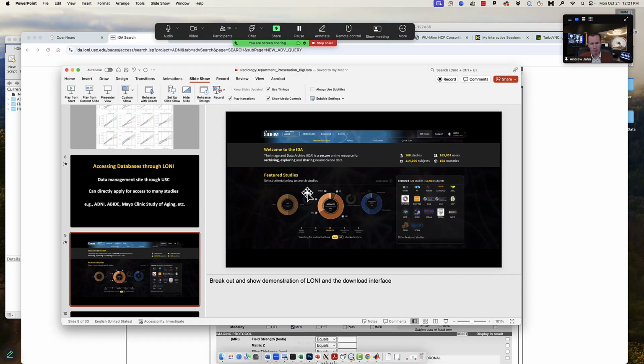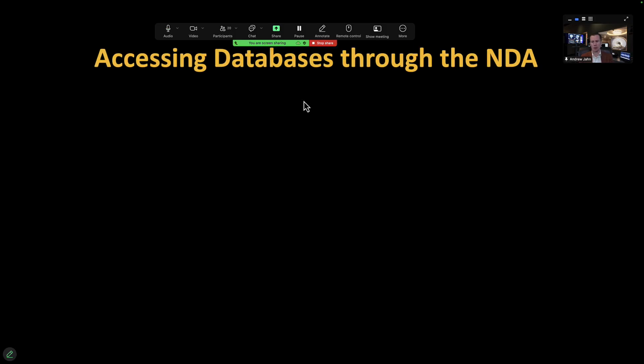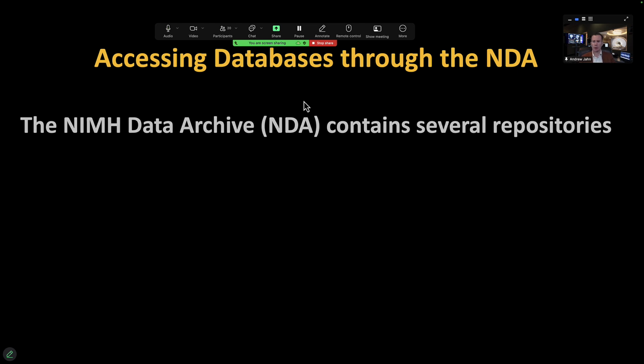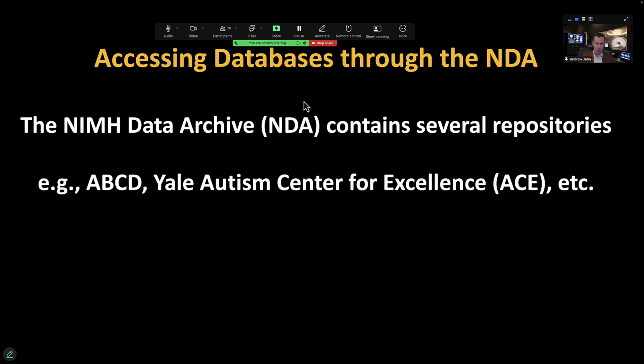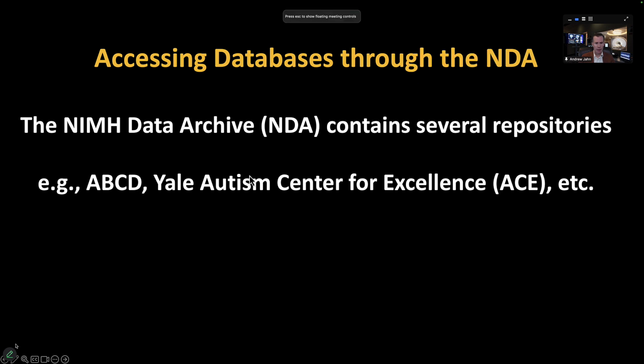So going back to my slides for now, I'm going to be covering next one called the NIMH Data Archive, or NDA, which also might be of use to you. So the first one, ADNI, again, contains more clinical scans, and also the NDA as well gives you access to many different repositories. For example, ABCD, which is one that I mentioned earlier, the Yale Autism Center for Excellence, and many more as well.